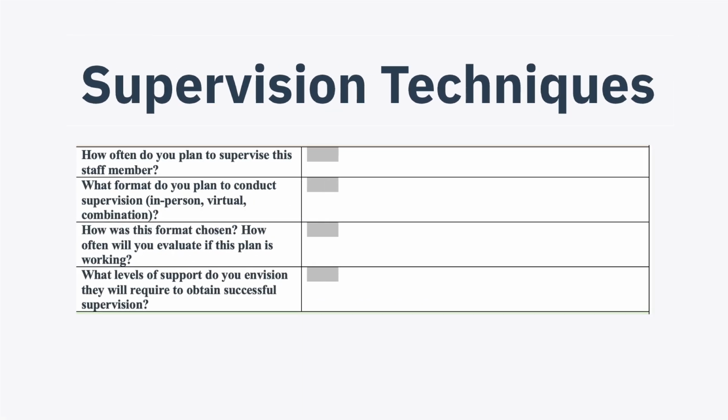Next is a supervision techniques section. So this section will allow you as a supervisor to really think through the staff member's profile and how you plan to supervise this supervisee. You will need to plan this frequency of your supervision, the format of your supervision, how and why you are choosing this format, and evaluation of this plan. You will also need to begin to think through what levels of support this staff member might need to be successful in this role.